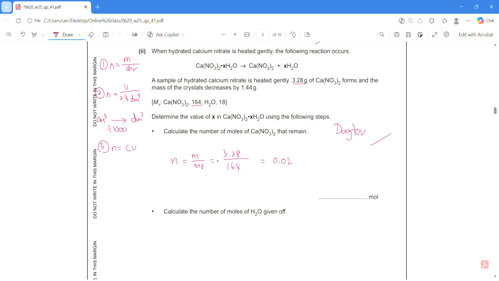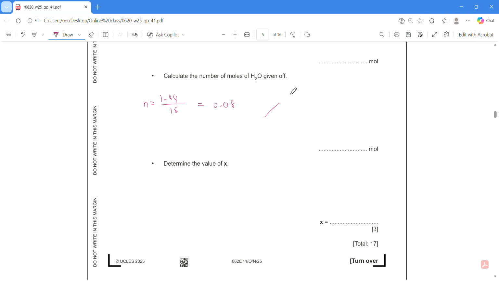Okay, next, find the number of moles of H2O given off. So again, you can see here the mass decreased by 1.44. Since we heat these crystals, it will give off water. So the water evaporates. Basically, the mass reduced here is the water that escaped. So we use the same formula, divide by 18, we get moles 0.08. Done.